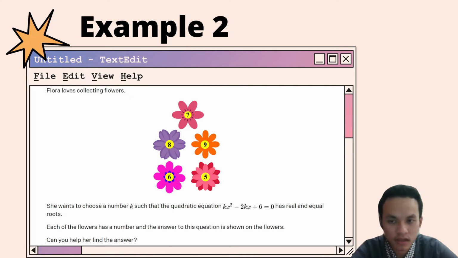Next example is Flora love collecting flowers. So there are 5 flowers which have the numbers 5, 6, 7, 8 and 9. She wants to choose a number k such that the quadratic equation kx squared minus 2kx plus 6 equal to 0 has real and equal roots. Each of the flowers, as I said, has a number and the answer to this question is shown on the flowers. So can you help her find the answer?